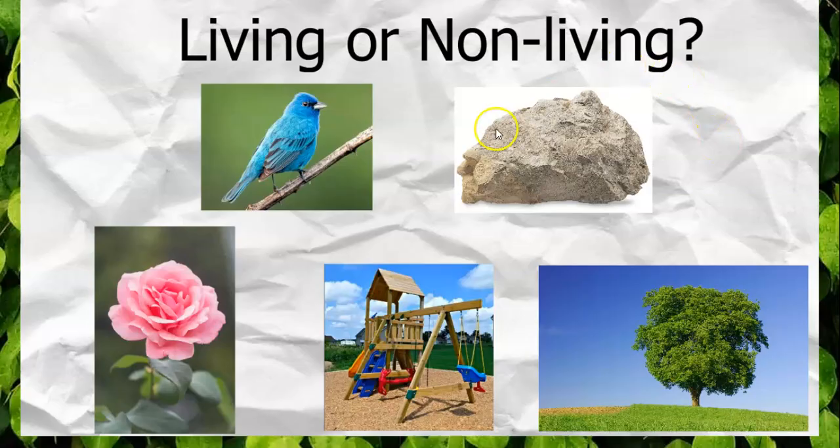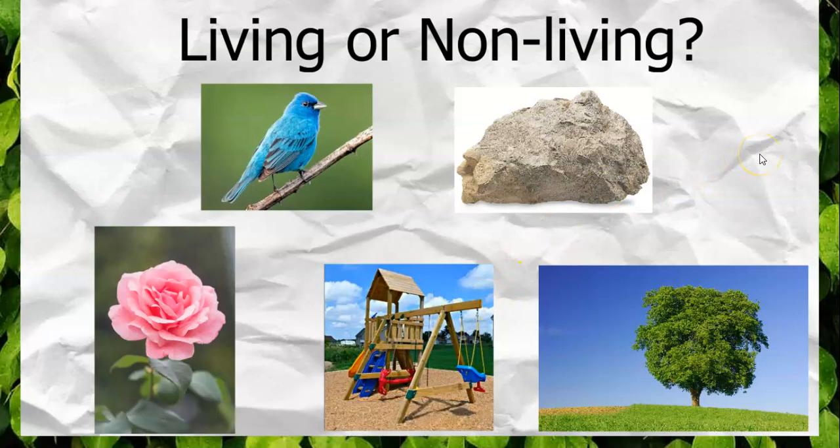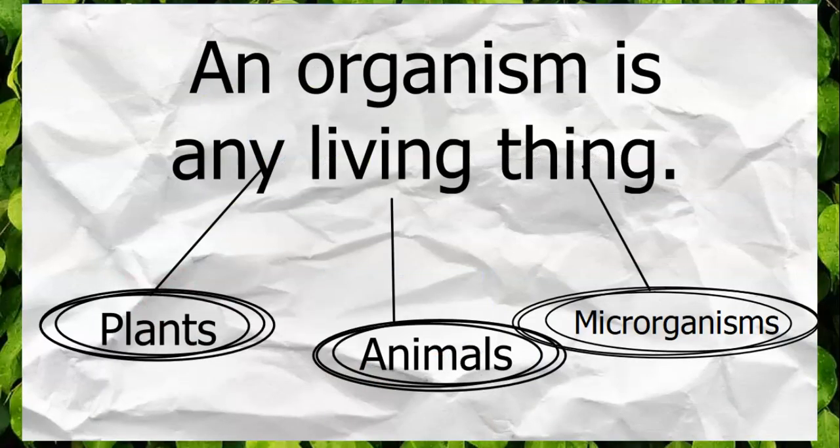If you said that the bird is living, you are correct. If you said that the flower was living, you were correct. And if you said that the tree over here is living, you are correct. The rock and the playset are non-living things. The tree, the bird, and the flower are all organisms, living things.